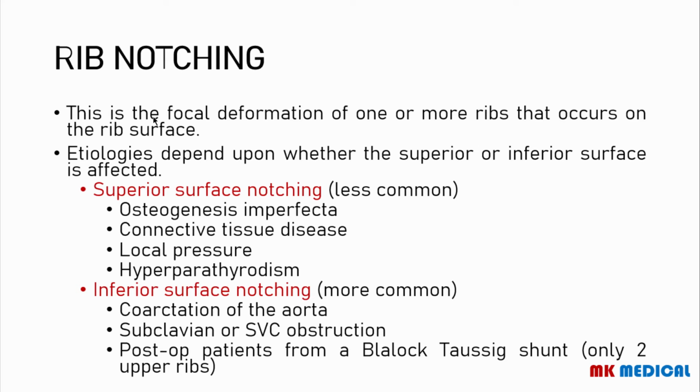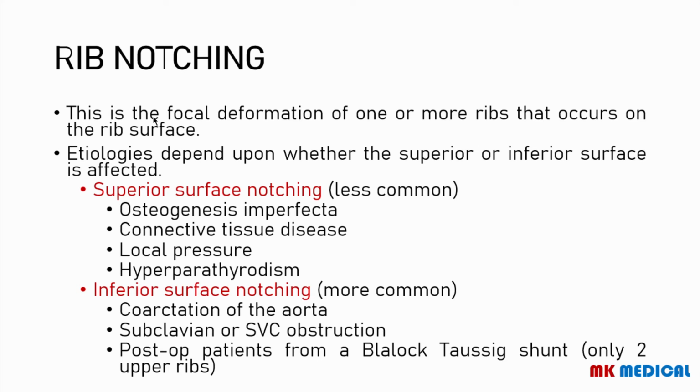So this is a focal deformity of one or more bones that can occur on the rib surface. It can occur at the superior surface of the rib, which is much less common, or at the inferior surface of the rib. Causes of superior surface rib notching include osteogenesis imperfecta, connective tissue diseases, some local pressure, even hyperparathyroidism. And then inferior surface notching could be caused by coarctation of the aorta, subclavian, even superior vena cava obstruction.